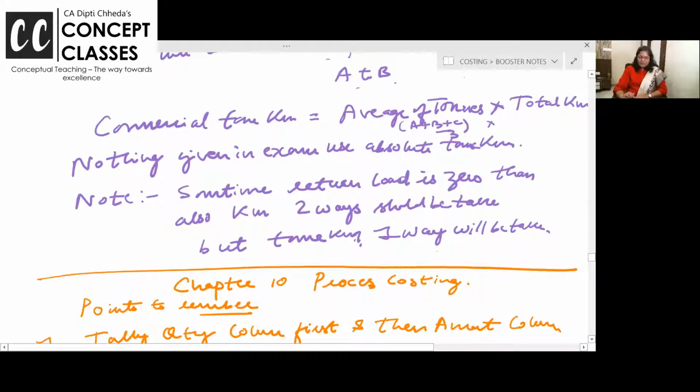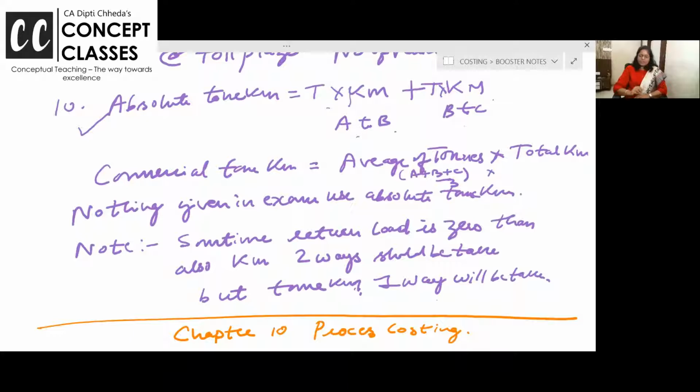Absolute and commercial ton kilometer. Look at the screen. What is absolute? Ton kilometer plus ton kilometer, one distance to another distance. Commercial ton kilometers will take the average of tons: A plus B plus C divided by 3, multiplied by total kilometers. If nothing is given in the exam, use absolute ton kilometers.